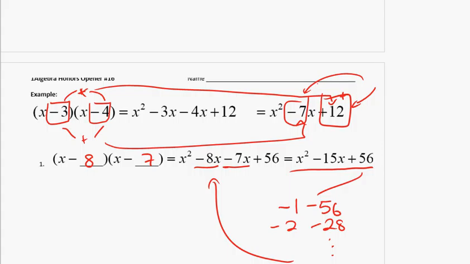So we're going to take this forward in the next opener.